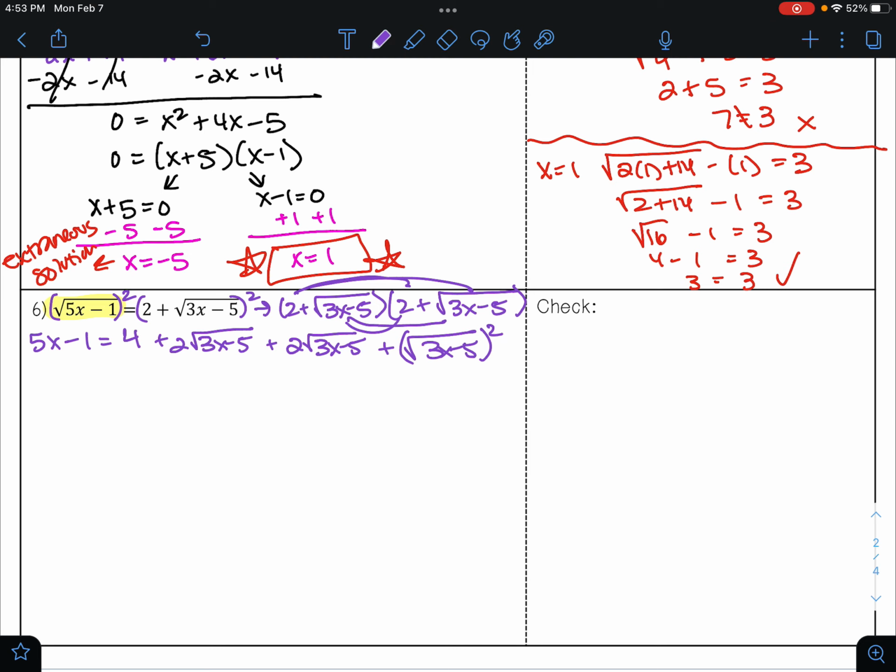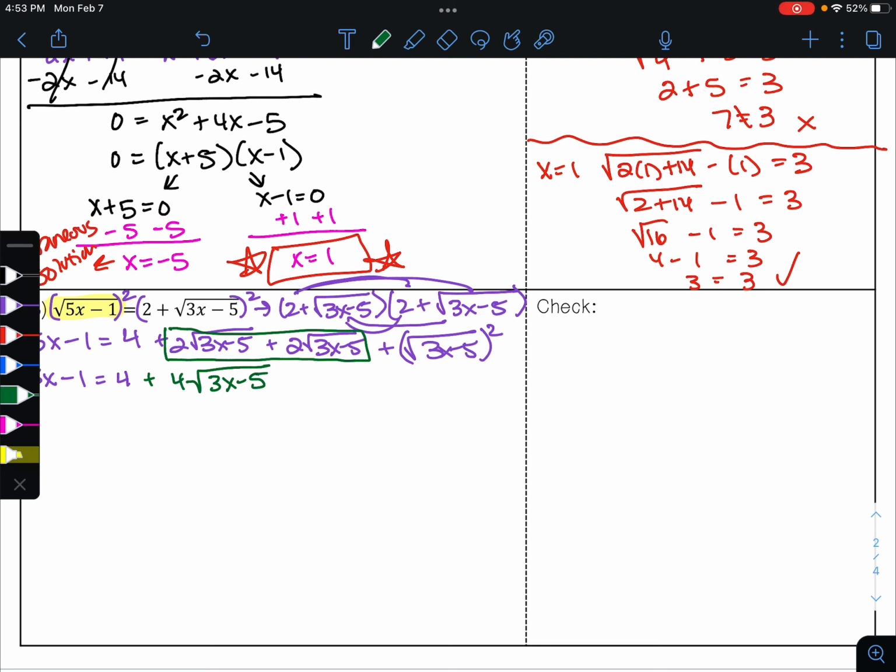On the left side, I do not have any like terms, so I'm going to go ahead and bring those down. On the right side, I'm going to go ahead and bring down 4, and then let's see. 2 times the square root of 3x minus 5 plus 2 times the square root of 3x minus 5 is 4 square root of 3x minus 5. And then the square root of 3x minus 5 squared is just 3x minus 5 because the square undoes the square root.